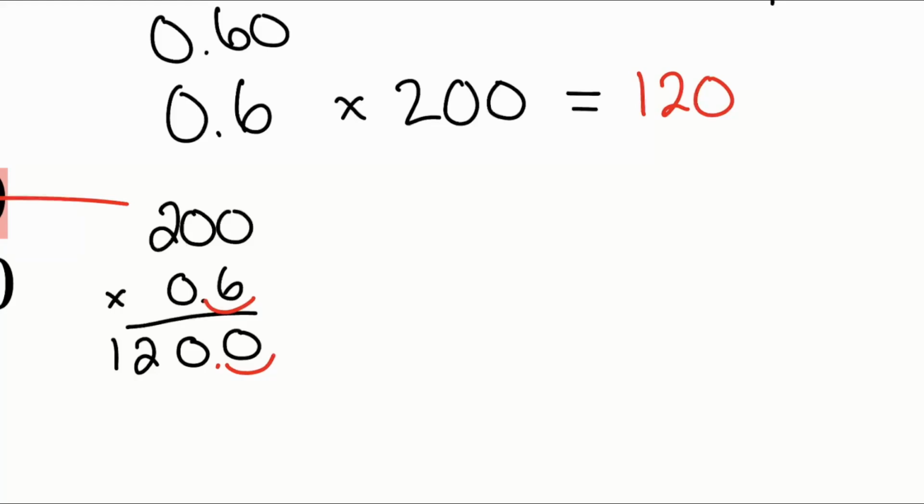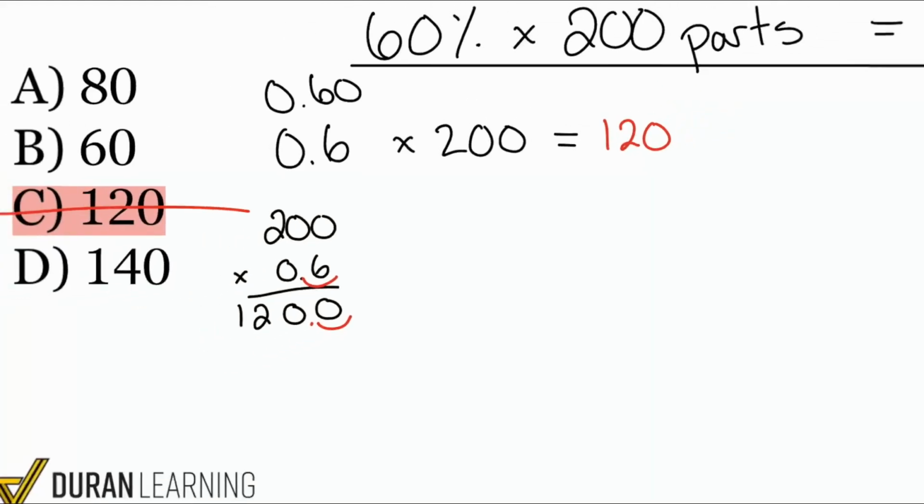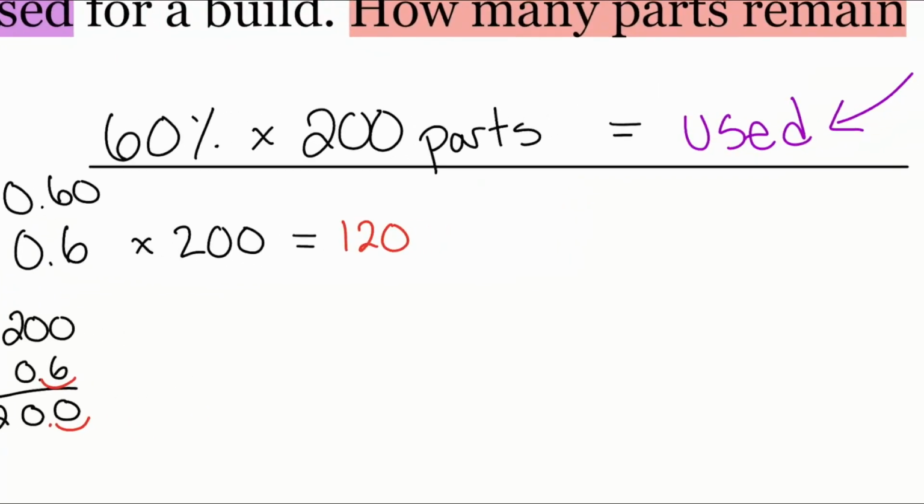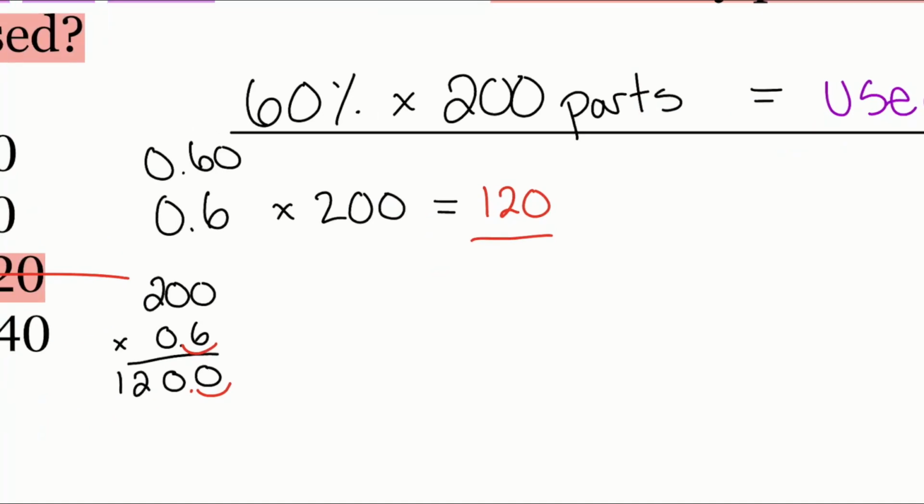But is it really? It's not. Because remember, everybody, what did that result represent? What did that result represent? Yeah, that represents the number of parts that were used. And so because of that, everybody, if it's 120 used parts, but we want to get the number of unused parts, what are we supposed to do?